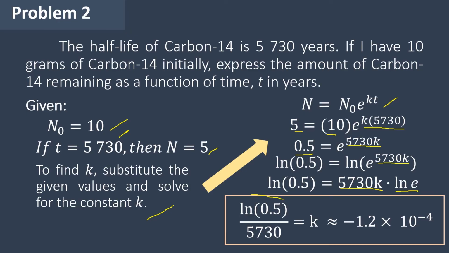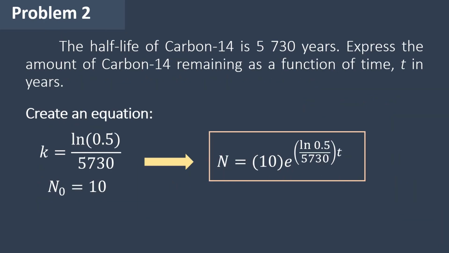Or pwede na rin ito na lang na expression para hindi tayo malito pag mag-substitute na tayo sa final answer or final formula. So using the value of k and the value of our initial number of carbon-14, we come up with this particular formula. So ito na yung equation na hinihingi ng problem. So we need to express the amount of carbon-14 remaining as a function of time in t years.